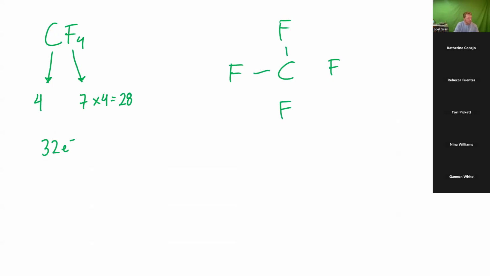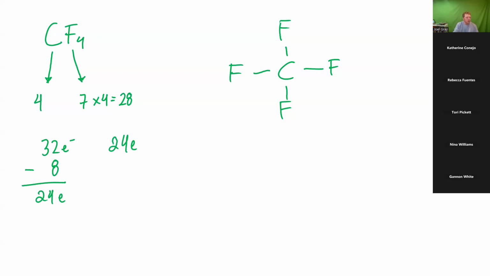Single bond, single bond, single bond, single bond. That's 4 single bonds, so that gets 8 electrons out of the way. So 32 minus 8 gives us 24 electrons left. So 24 electrons. That's what I have left to draw. Could everyone give me a 5 in the chat if you follow that?